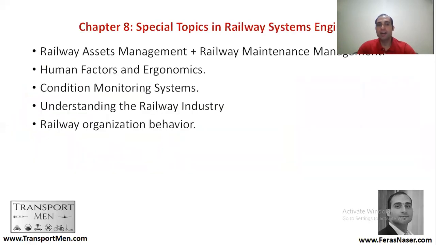And the eighth chapter is about special topics in railway systems engineering. One of the special topics is railway assets management and railway maintenance management. We talked about this briefly. Human factors and ergonomics: we talk about how we need to design railway systems for humans, especially, for example, the interiors of trains or the platform or the doors, and if there are doorsteps or there are no doorsteps.